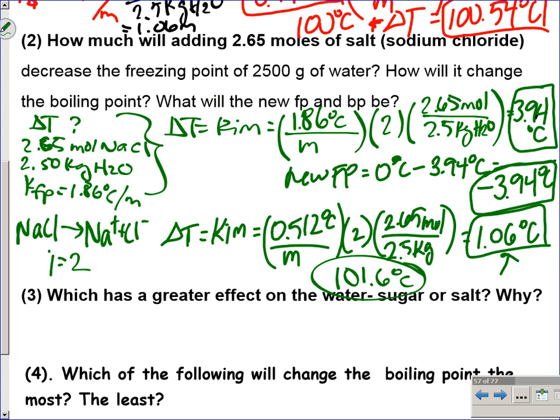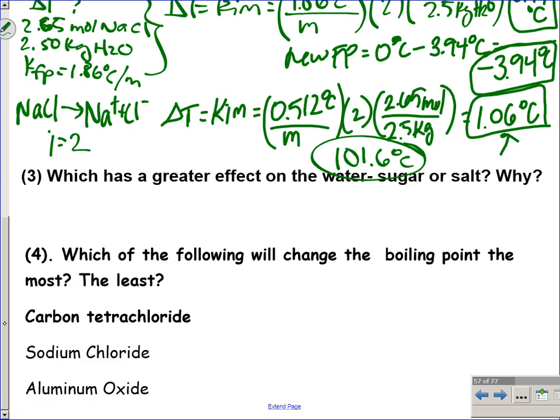So in this case, who causes a more significant depression or elevation, ionics or covalent compounds? Ionics. So sugar or salt? Salt for sure will have the greater effect. And then why?